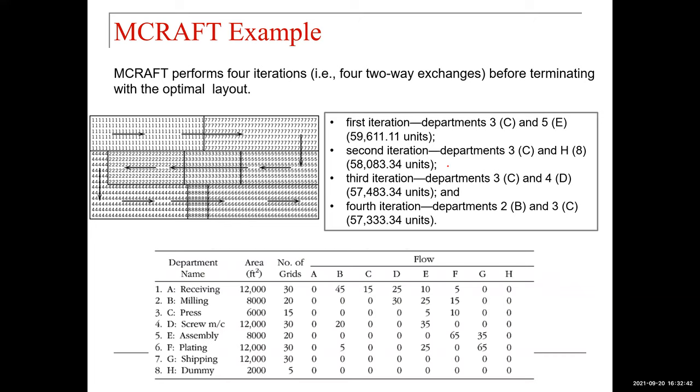So MCRAFT performed 4 iterations, or 4 two-way exchanges, before terminating with the optimal layout. The first iteration is between departments 3 and 5, which has 59,611 units. The second iteration is between 3 and 8. Third iteration, departments 3 and 4, and fourth iteration, departments 2 and 3.